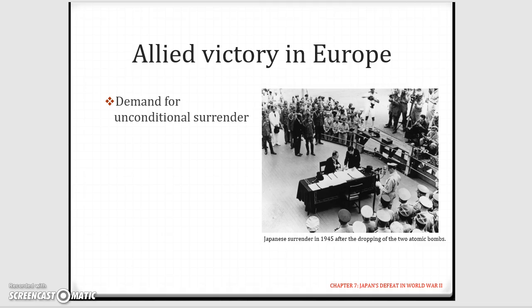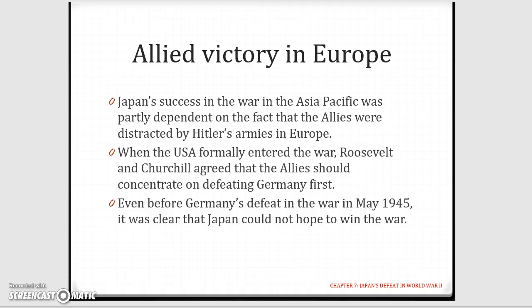Now, the Allied victory in Europe, I think this one is straightforward. After they defeated Hitler, please try to remember the dates for this. Hitler was defeated somewhere around April and May of 1945, and he committed suicide. Germany surrenders, and from then on the Allies can focus their full attention on Japan. Japan's success in the war was partly dependent on the fact that the Allies were busy dealing with Hitler first. After the USA entered the war, they also agreed that they should defeat Hitler first rather than Japan. So after Germany was defeated in May 1945, they could focus their full attention on Japan.